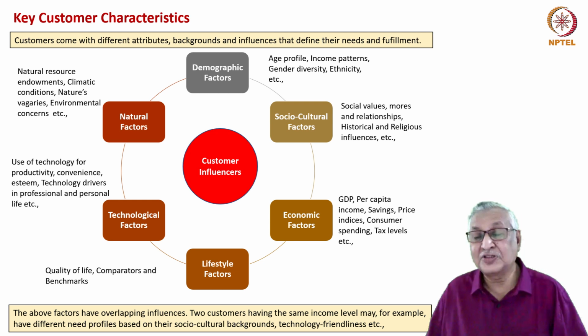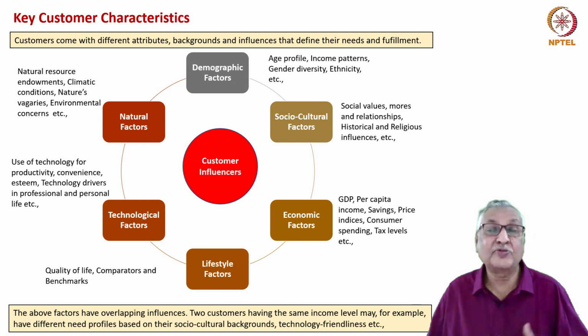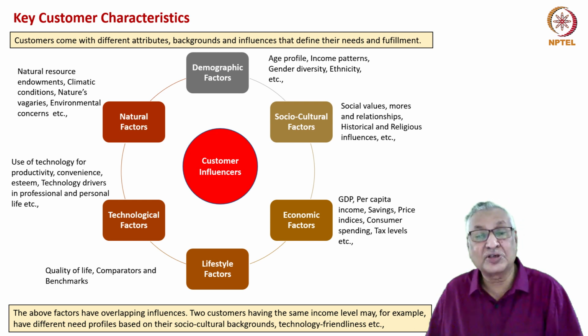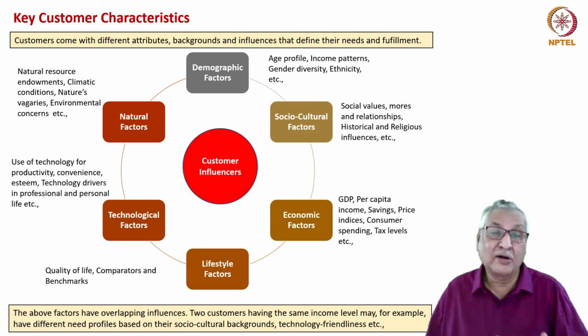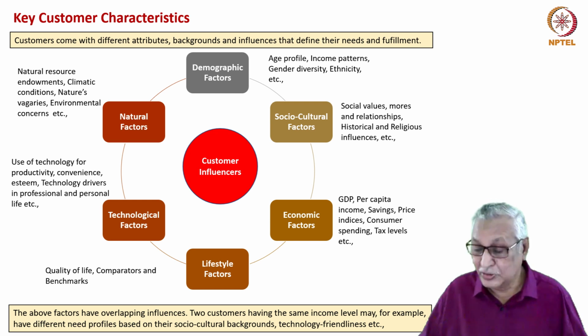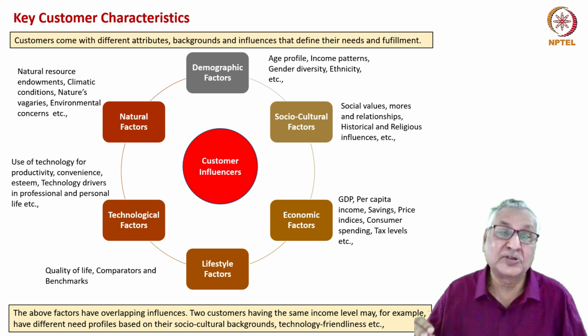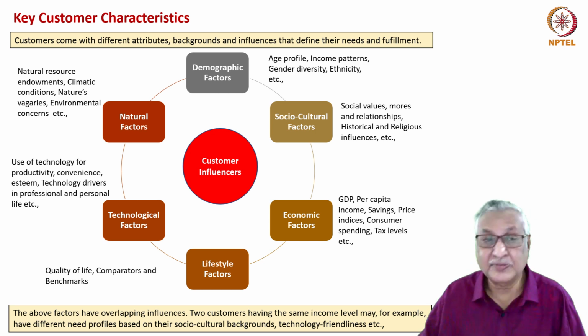Two customers having the same income level may, for example, have different need profiles. Even if you are an upper middle income person, you may like to go to a dhaba as much as to a five-star restaurant. It is quite possible. Similarly, you may buy a normal pen for official use, although you could have bought a more impressive one. So, key customer characteristics are a bit difficult to be put into straitjacketed classifications.